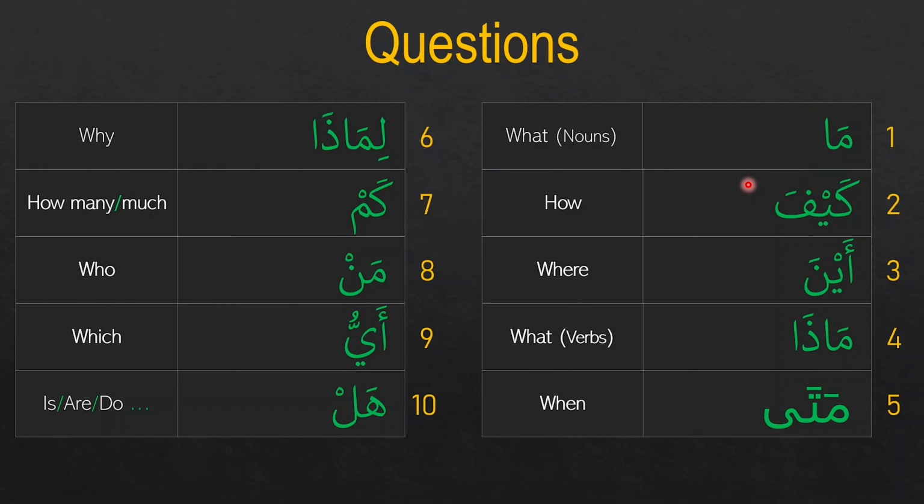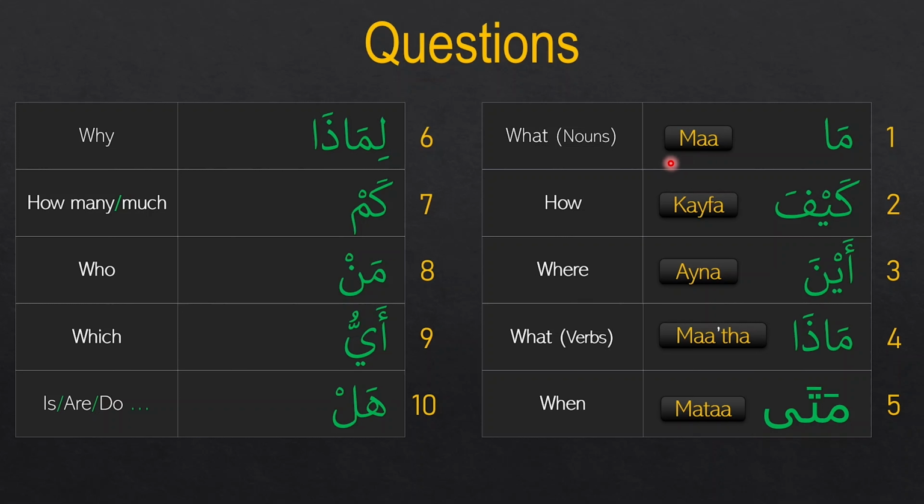So the first one called Ma. Ma. Try to repeat after me. Ma. كيف. كيف. أين. أين. ماذا. ماذا. متى. متى. Okay, so this is 5 questions.